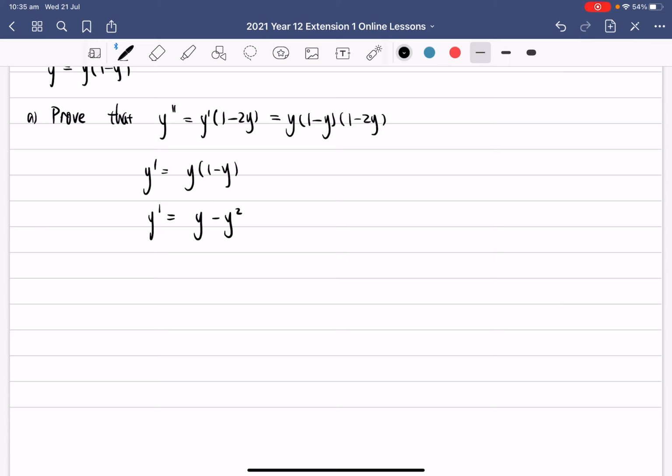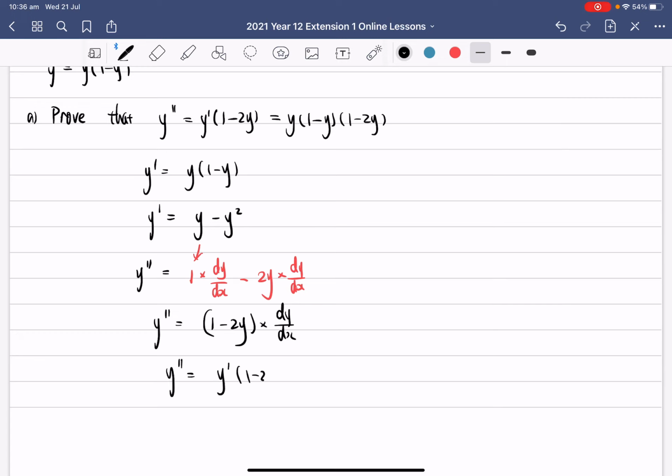So I'd like to just show the steps, all right? So y double dash here, you differentiate again. What that means is you need to differentiate each function with respect to x. So the derivative of y is just 1, but with respect to x, so therefore we have to write dy over dx at the end. That is just the general rule. Minus the derivative of y squared, which is 2y, and then we multiply by dy over dx. So by doing that, we can now write down y double dash is equal to 1 minus 2y times dy over dx, which we know dy over dx is just y dash, and here we go. We got the solution that we need.